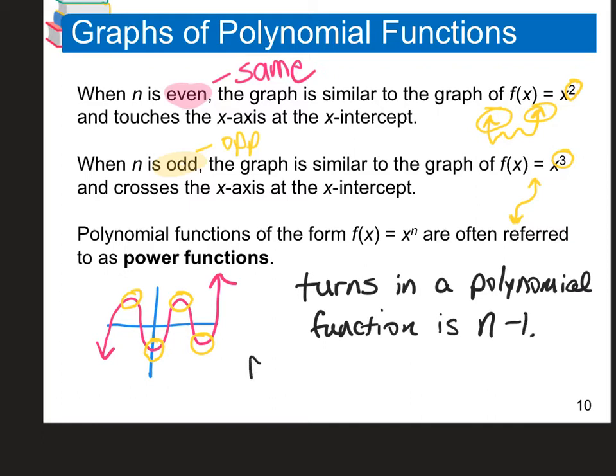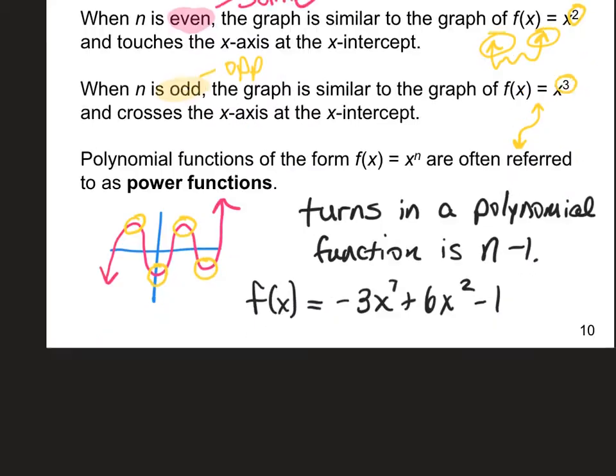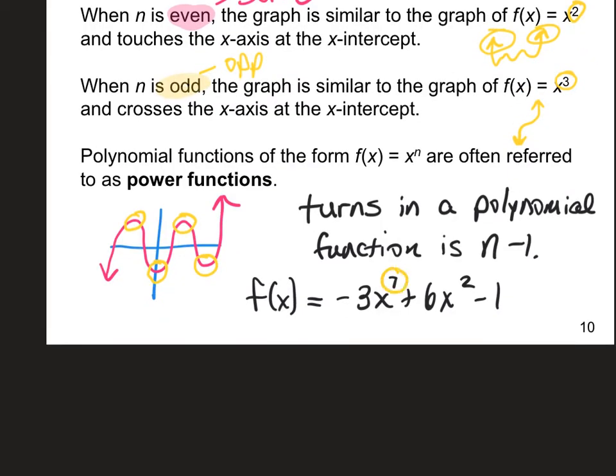If I gave you an example and said, here is my function, negative 3x to the 7th plus 6x squared minus 1, and asked how many turns does this graph have, you would look at the highest exponent, which is 7. So you'd say 7 minus 1. It has 6 turns or 6 bumps in it. That kind of gives you a visual picture of what it might look like.